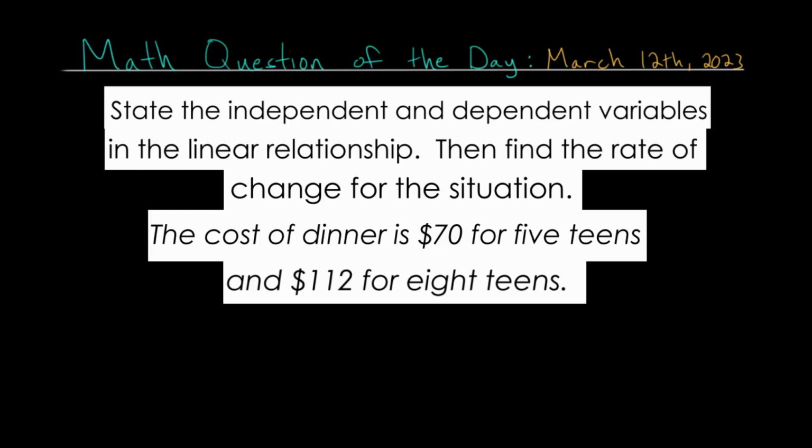In this video, I'd like to talk about the math question of the day for March 12th, 2023. With this problem, we need to state the independent and dependent variables in the linear relationship, then find the rate of change for the situation. The cost of dinner is $70 for 5 teens and $112 for 8 teens.